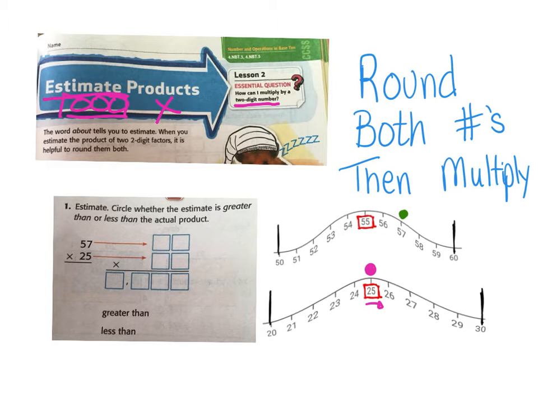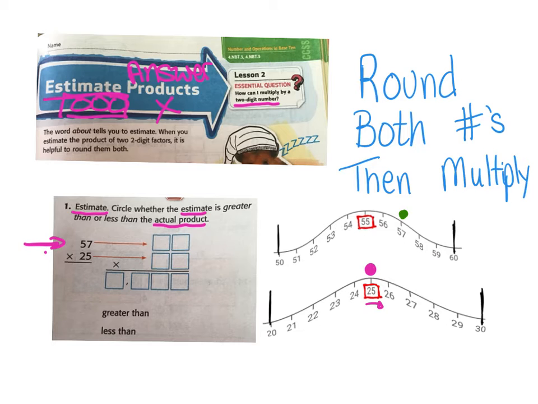Okay, so here is our first example problem. What we want to do, it says to estimate, and then circle whether our estimate is greater or less than the actual product. Now the word product here means the answer. Okay, so first I want to estimate, and I want to take a look at my number here.